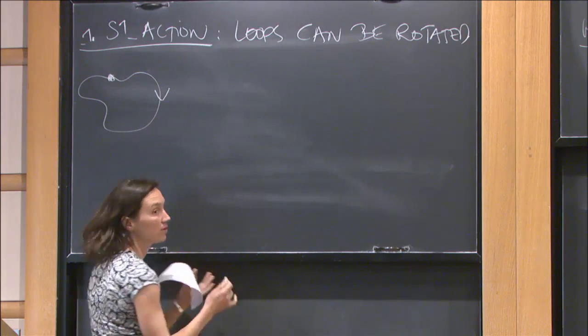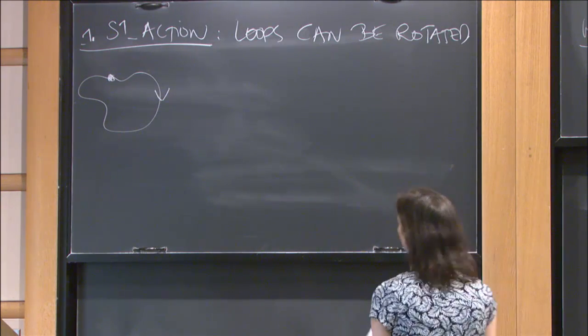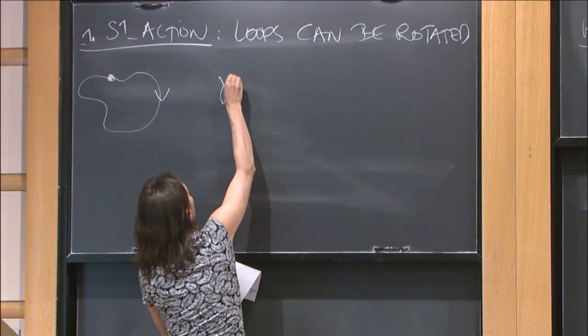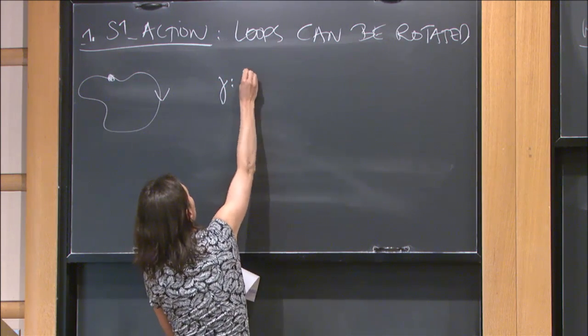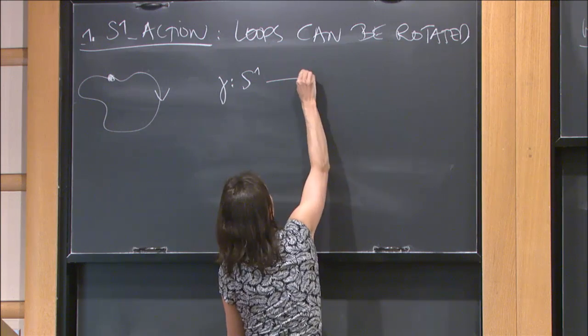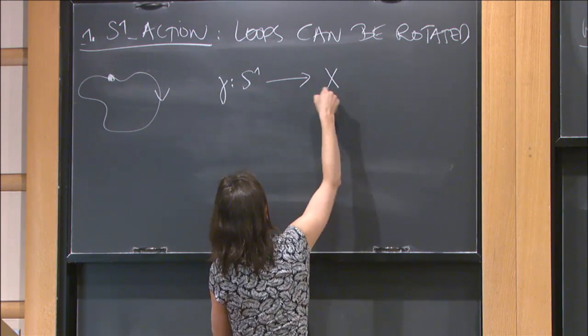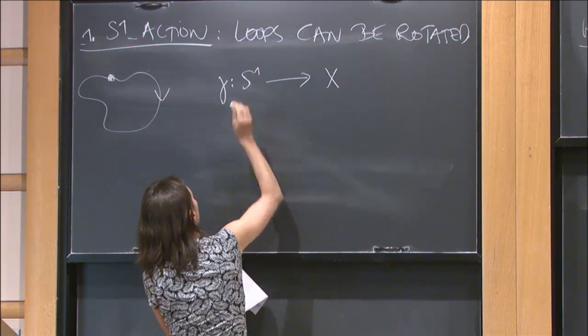Why does it start somewhere? It's a map, right? Gamma is a map. I'm going to call my loops gamma as far as I can. So it's a map from S1 to X. And there's a point in, what is S1?